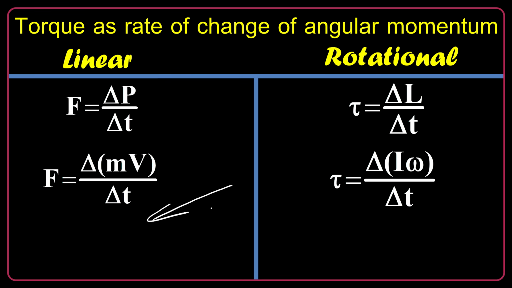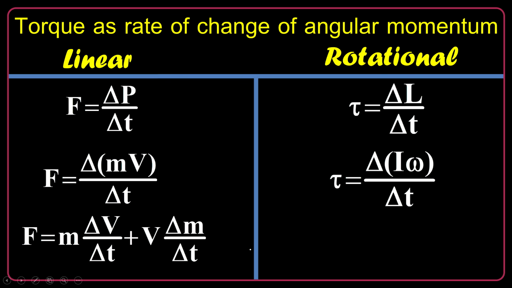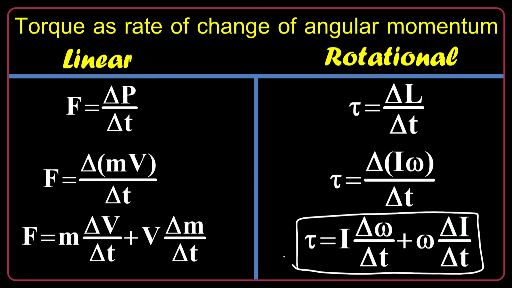Okay, go back to the left. Here we have force equals, let's say first mass is constant. So it's going to be mass times delta V over delta T. Then let's say velocity is constant: V times delta M over delta T. This is the generalized format. Likewise, we can do it for the torque. If I is constant, it's going to be I times delta omega over delta t, and if omega is constant, it's going to be omega times delta I over delta t. This is the very generalized format of Newton's second law in rotational motion.